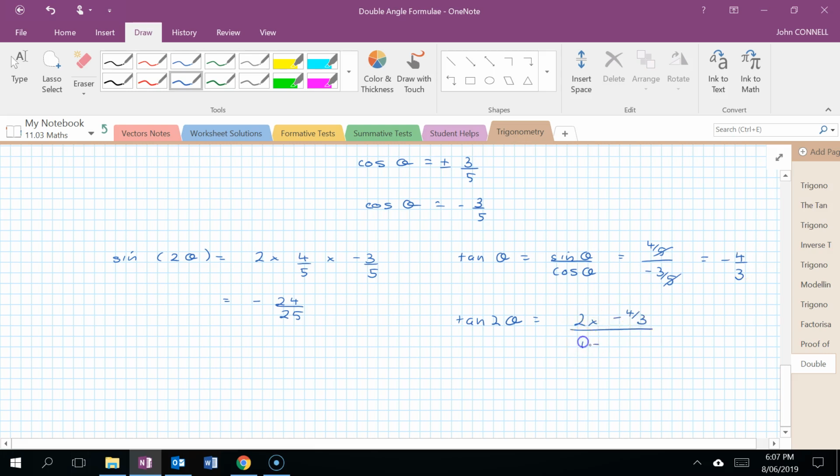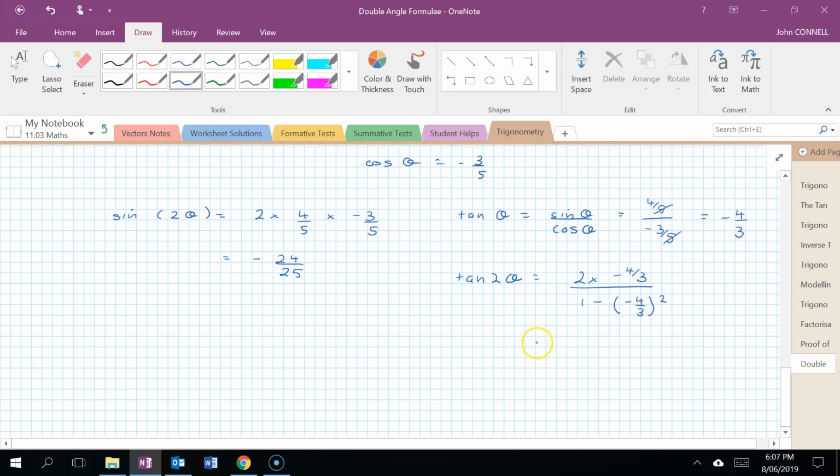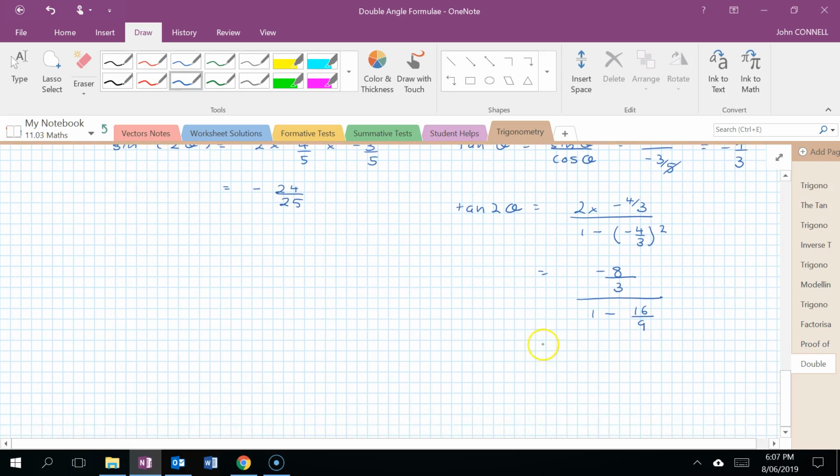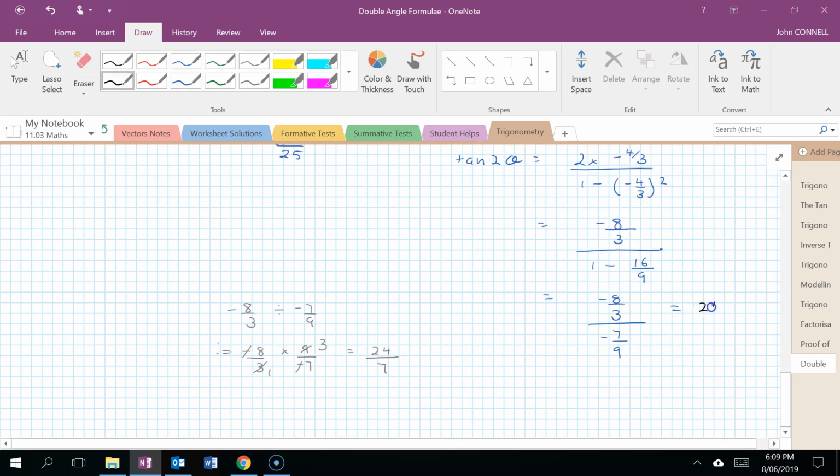So then tan 2 theta is 2 times tan theta, which we just found as minus 4 on 3, over 1 take tan squared theta, so minus 4 on 3 squared. Then we have 2 by minus 4 on 3, so it's minus 8 on 3, all over 1 take. When we square a negative number, we just get a positive number, so it'll be positive 16 on 9. So minus 8 on 3 over 1 take 16 on 9 gives me minus 7 on 9, and if we work that through, we get 24 on 7. And there's the working out there on the left to show that it equals 24 on 7.